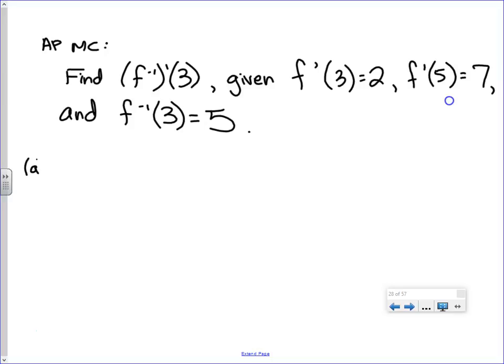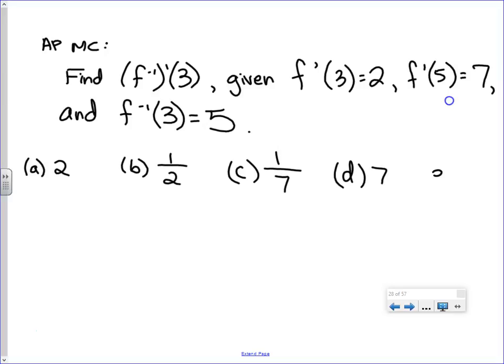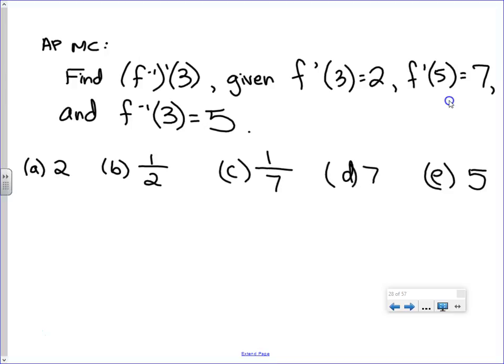And their answers would be something to the effect of 2, 1/2, 1/7, 7, 5. Maybe they would have better multiple choice answers, but those would pretty much be the ones that they would give you. Okay.